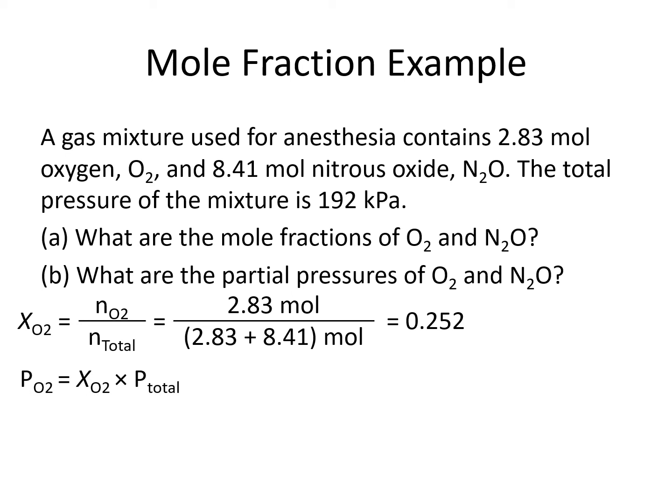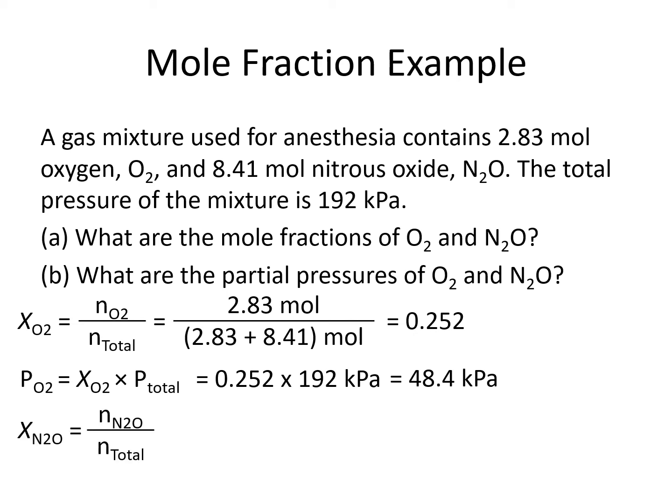Next, we can take the mole fraction and multiply it by the total pressure to get the partial pressure of the oxygen. We multiply 0.252 by 192 kilopascals, and that gives us 48.4 kilopascals. That means that 48.4 kilopascals out of the 192 kilopascals is coming from the oxygen. We can do the same types of calculations for the nitrous oxide.